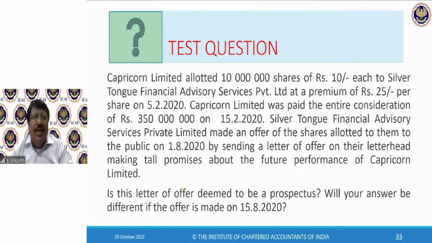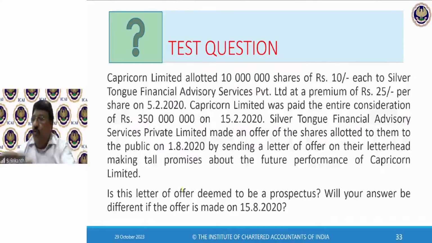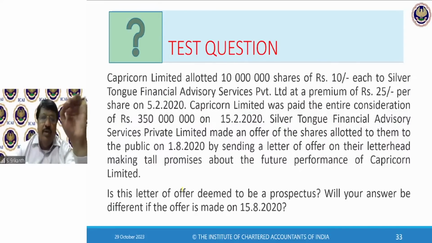First condition: full money has been paid. What does the first condition say? Six months. When did they make the letter of offer? 1/8. When was the allotment made? 5/2. So how to see 6 months? 3, 4, 5, 6, 7, 8. So when will that 6 months get over? On 4/8/2020. Six months will get over at midnight on 4th August 2020.